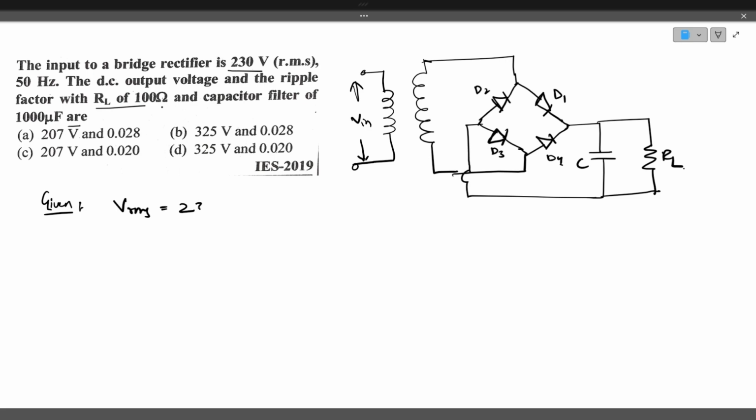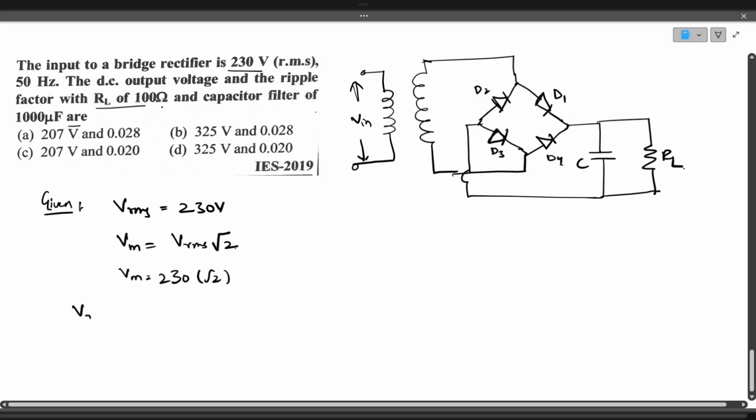that is 230 volts. So from Vrms, we can find out V maximum. V maximum is nothing but Vrms multiplied by root 2. So V maximum is 230 root 2.